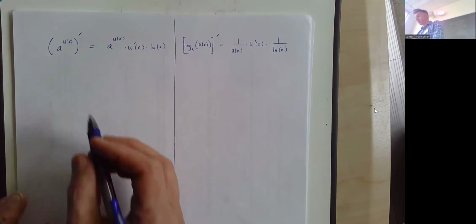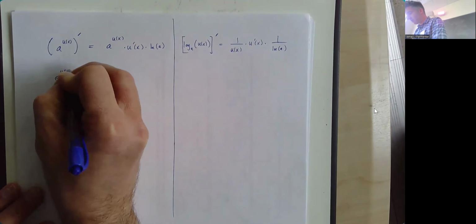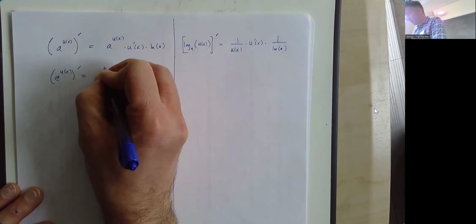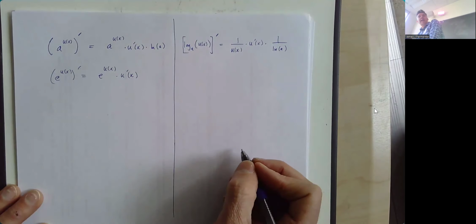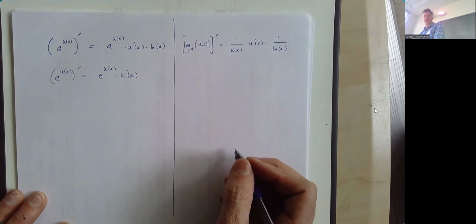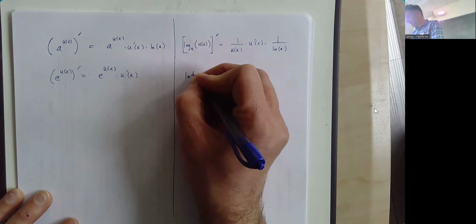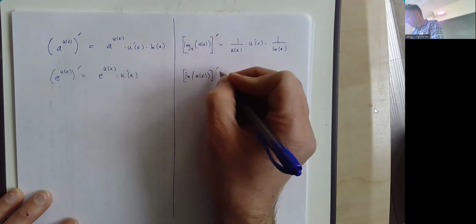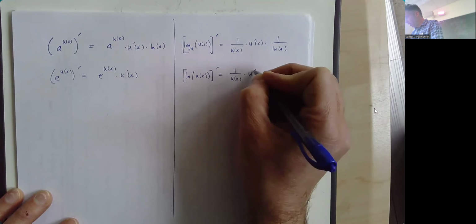So then we have the nicer version of this, which is that the derivative of e to the stuff is e to the stuff times the derivative of the stuff times the natural log of e, if you like, but we don't. And similarly, the derivative of the natural log of some stuff is equal to 1 over the stuff times the derivative of the stuff.